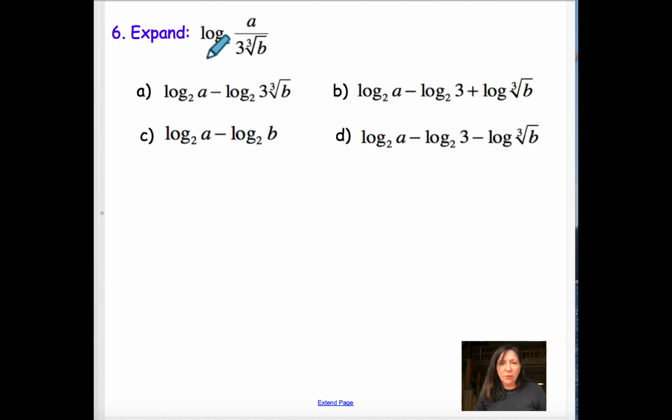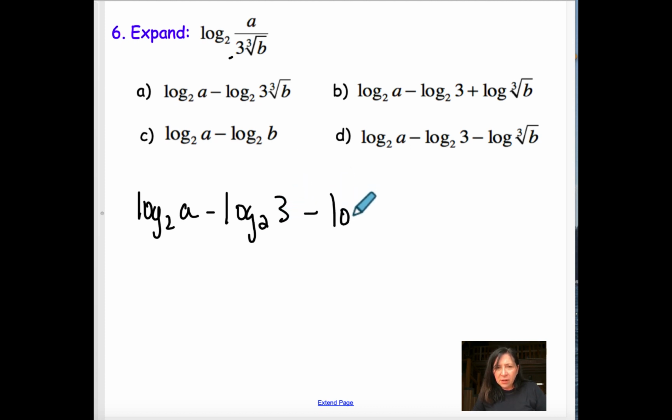And lastly, we have expand this value here. We have log base 2 of a, and then divide means subtract. So that's going to be minus log base 2 of 3 minus log base 2 of b, and then this is the cube root of b, so that's b to the 1/3 power.